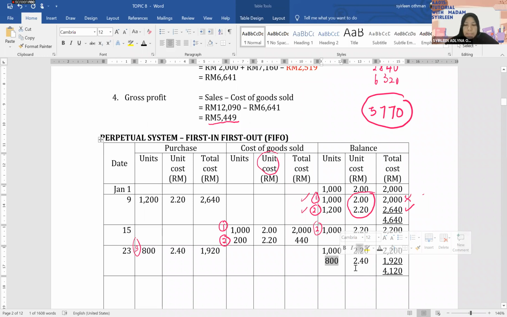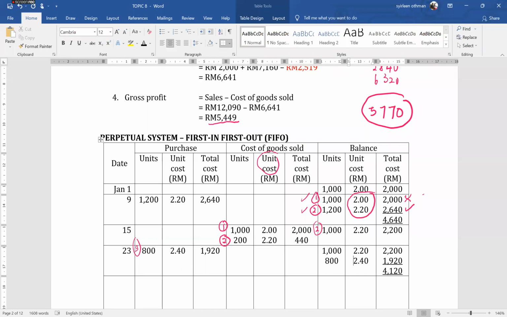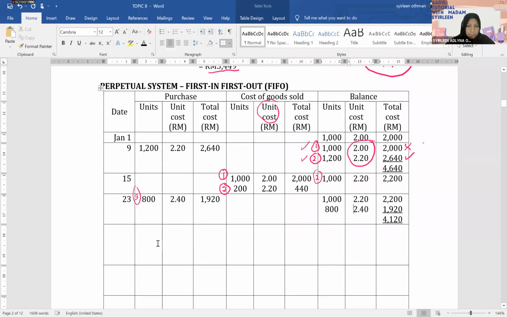Ada orang tertinggal. You all supposed to hantar this jawapan together with your tutorial kan? Ada orang tak hantar ke? Ya. Kalau ada orang tak hantar, tak apalah. Kali ni saya halalkan. Alright? Sebab saya tak nak you keluarkan balik tutorial tu from there.